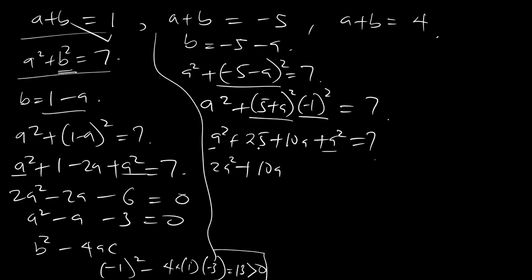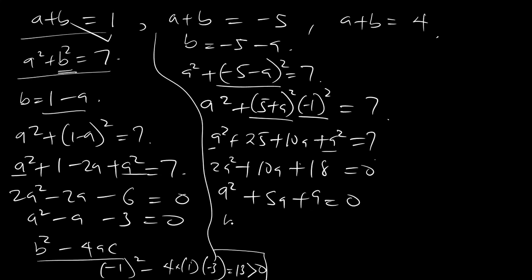Then 25 minus 7 will give you 18. So now if you divide all through by 2, you now have a square plus 5a plus 9 equal to 0. So now let's use this rule. You have b square minus 4ac. So here b is 5 square minus 4 times 1 times 9. 4 times 9 is 36. So that means this is less than 0.